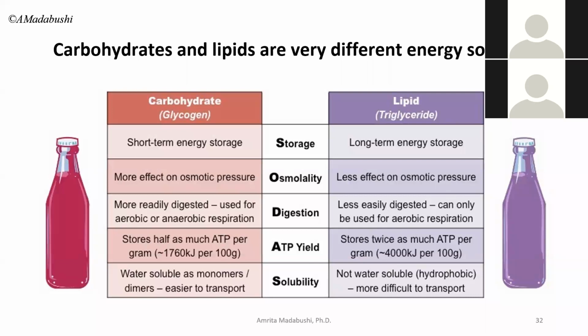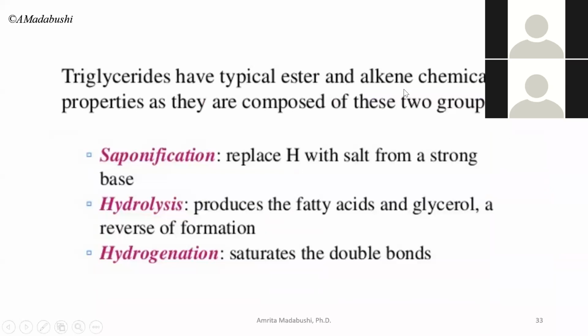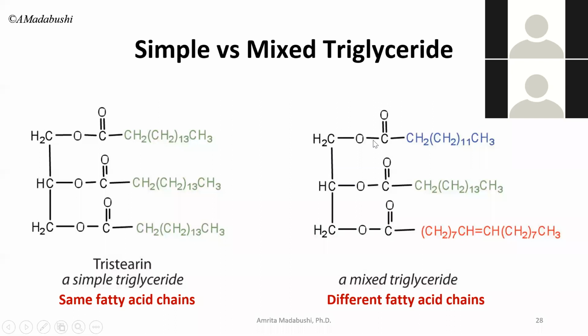So we just have 2 more slides remaining for today. Triglycerides have typical ester and alkene chemical properties. I'll tell you what we mean by that. By ester, I mean C double bond O. If you look up your suffix table in module 1, that's what I mean.